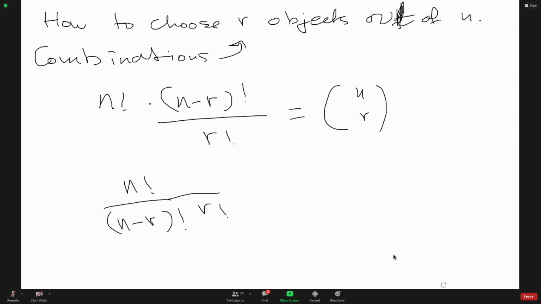Because for the first one we have n ways of choosing, but for the second one it's n minus 1 ways of choosing. So the point is that here we choose the objects and we don't care about the order of these objects. Yes. We don't care what we picked first and second. Oh, okay.